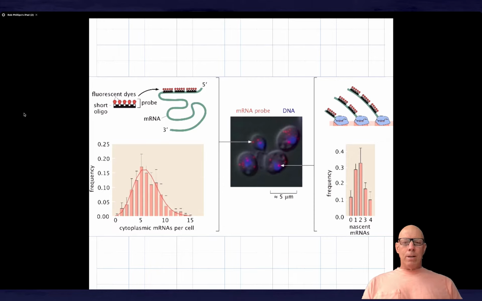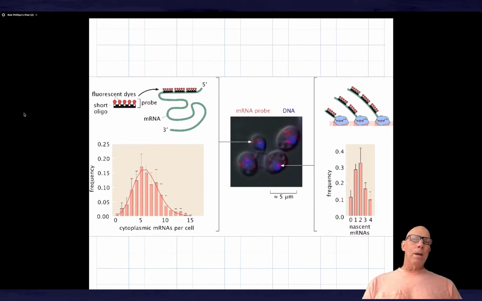So what I show you here is a microscopy image in the center of some yeast cells, and labeled in red you see a probe, which is shown on the upper left. The probe is used to actually hybridize with an mRNA of interest, and what we're trying to find out is how many mRNAs are there per cell. And what you see in the lower left is a distribution.